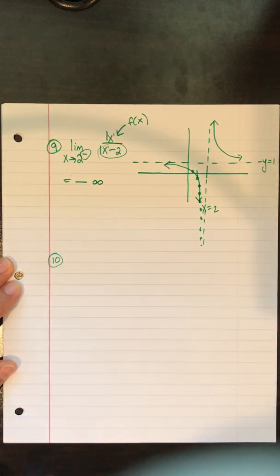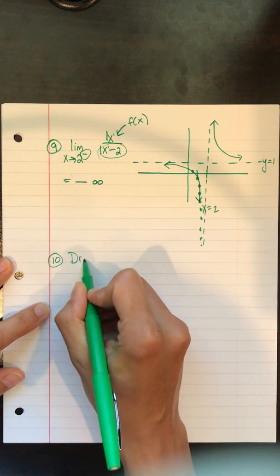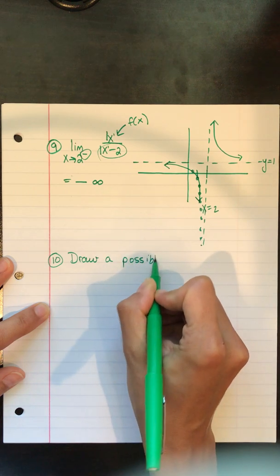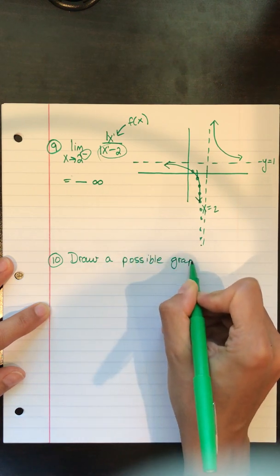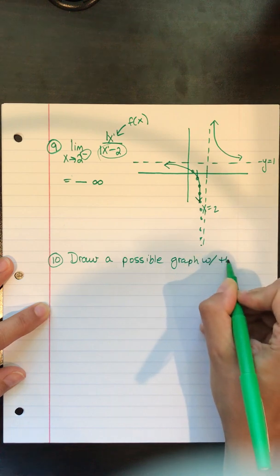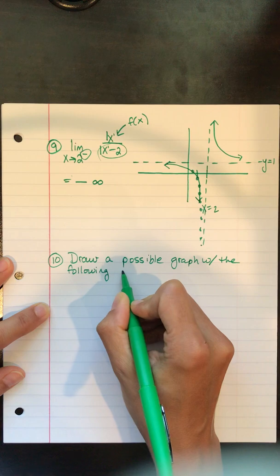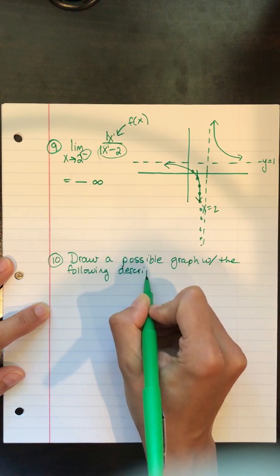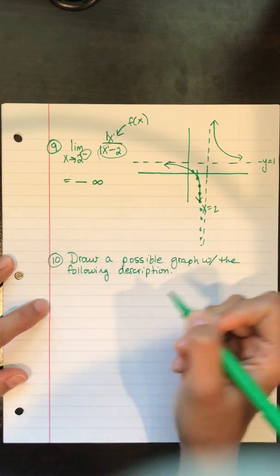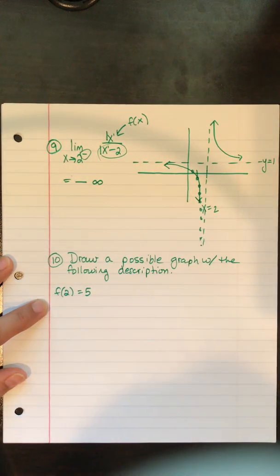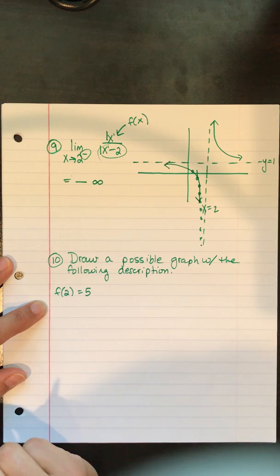And my last problem is this. Draw a possible graph with the following description. Okay, so I'm going to tell you that the graph has this. That means it has a point at 2, 5.